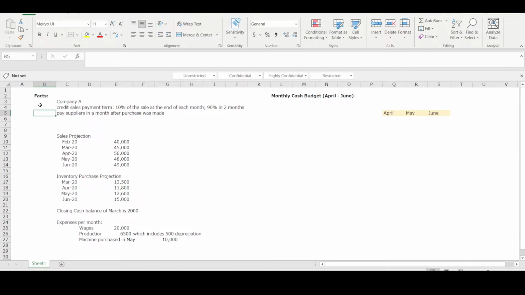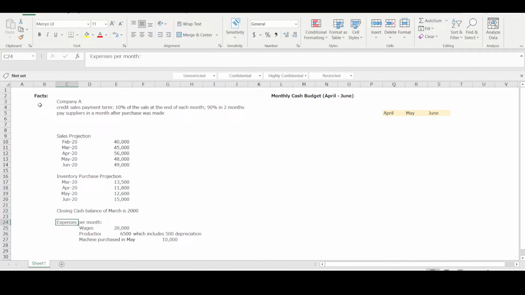And then they're going to pay their suppliers in a month after purchase was made. So let's say if they bought something, let's say inventory, in May, and then they're going to pay their suppliers in June, so in a month. And then I give you some sales projection numbers from February to June, and some inventory purchase projection numbers, and also the closing balance of cash of May, which is 2,000.